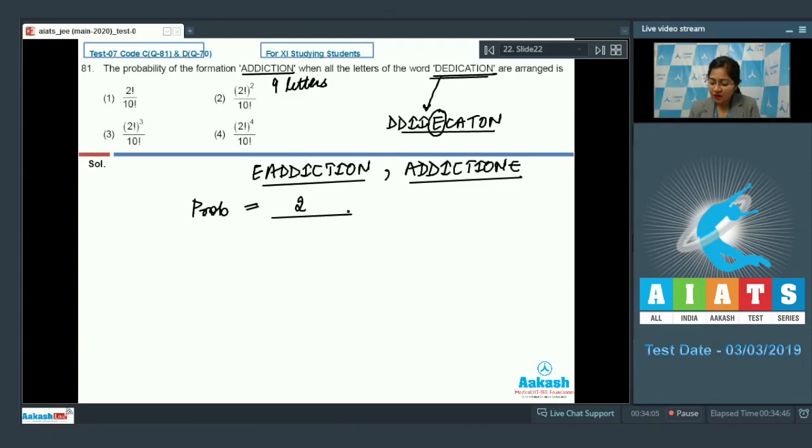in sample space. Now, letters of the word dedication can be arranged in how many ways? 10 factorial upon 2 factorial into 2 factorial, because we have 2 repeating letters D and 2 repeating letters I. So this is equal to 2 factorial whole cube upon 10 factorial. That is, the correct answer will be option number 3.